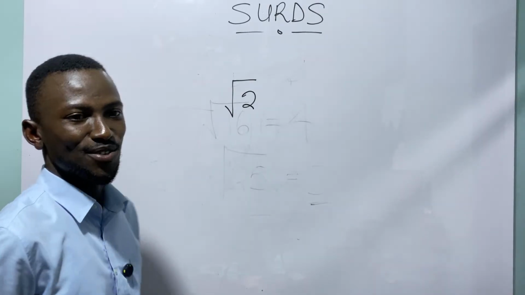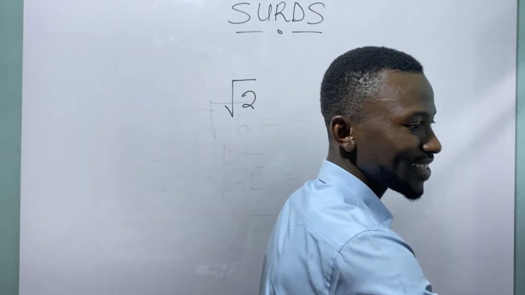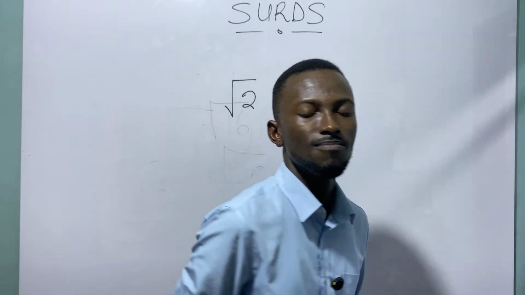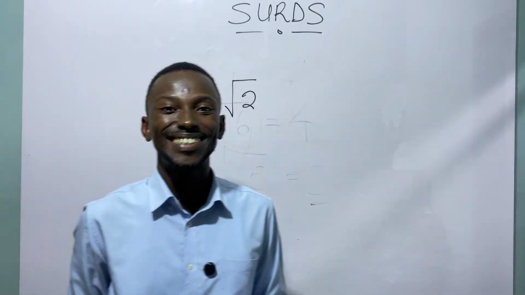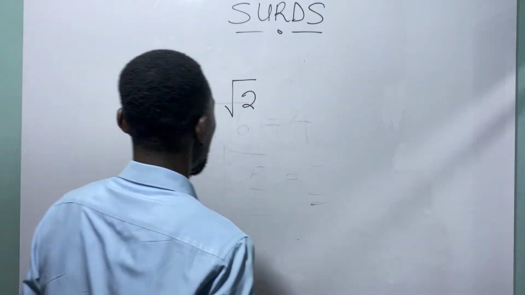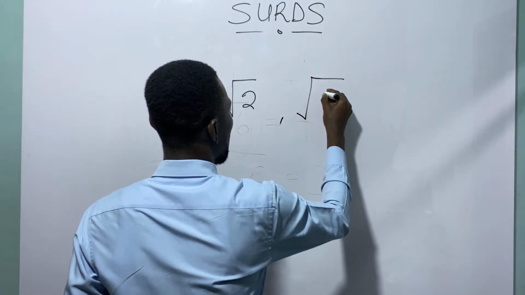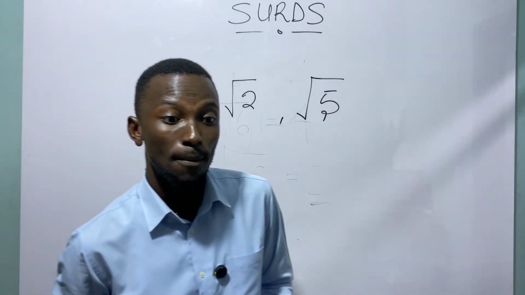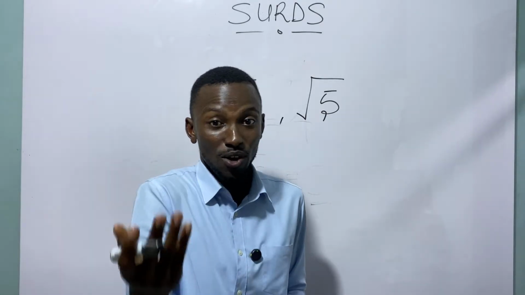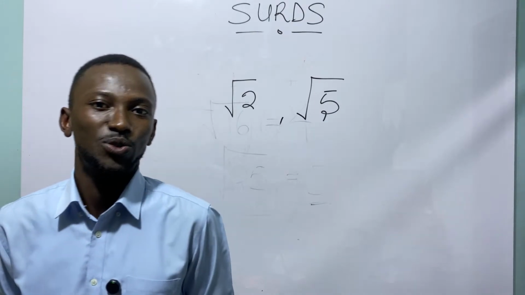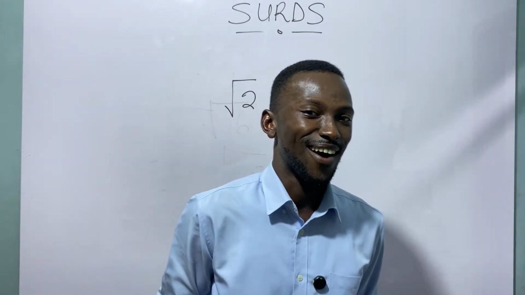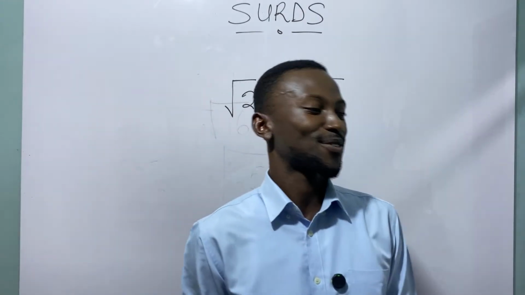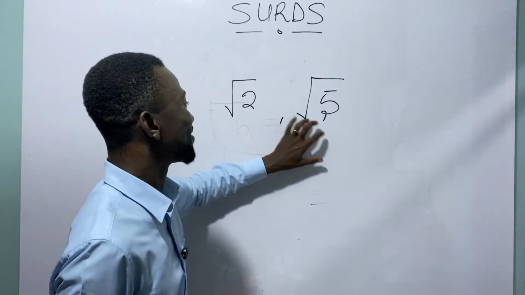What is the answer? What's the answer for square root of 2? Do you know it? Good. What about square root of 5? What is the answer? Are you going to get a whole number? Square root of 2, you will not get a whole number, unless you use your calculator. What about square root of 5? Will you get a whole number?